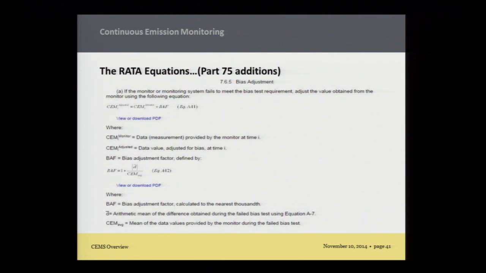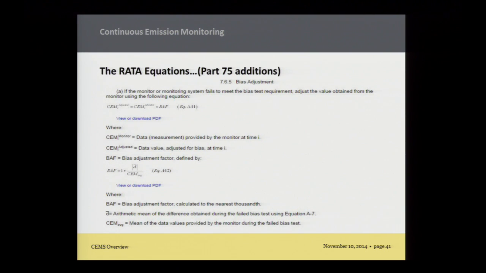So the bias adjustment. Here's your equation. It's kind of small, I know, but it's on the page. It's where the data measurement provided by the monitor is the data value adjusted for bias at the time, and then the bias adjustment factor as defined by this equation here. So essentially what it's telling you is that your system is biased low, and moving forward from the time you run that RADA, you have to go adjust all of your data by this factor.